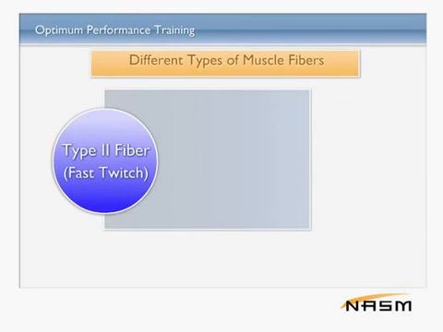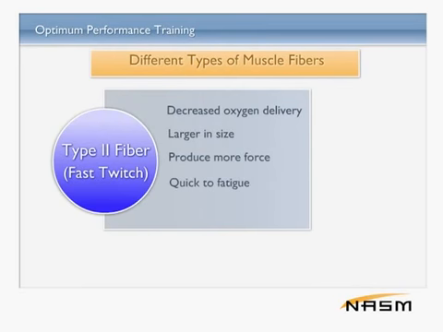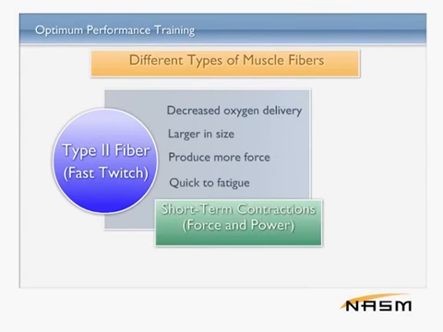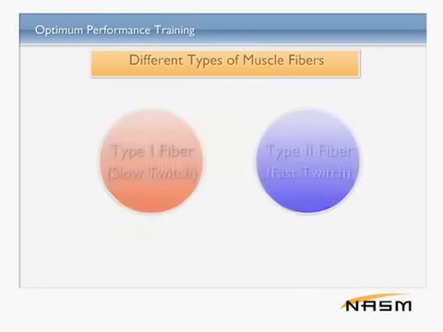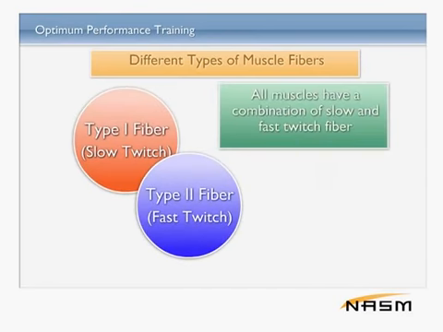Fast-twitch type 2 muscle fibers have decreased oxygen delivery, are larger in size, quick to produce maximal tension, and fatigue more quickly than type 1 fibers. These fibers are important for muscles producing movements requiring force and power, such as performing a sprint. It's important to note, however, that all muscles have a combination of slow and fast-twitch fiber that will vary depending on the function of the muscle.